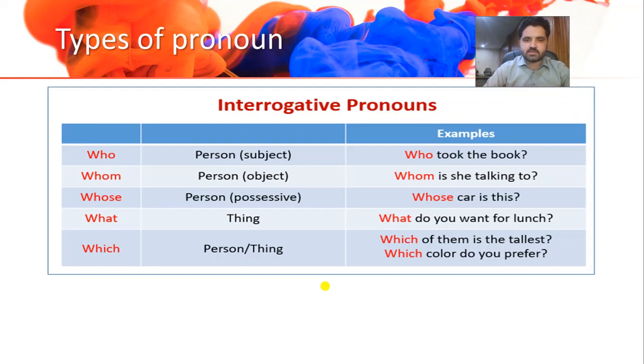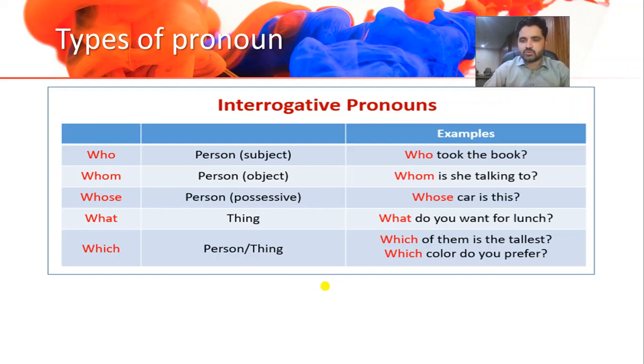Who is used for person as a subject in sentence. Whom is used for person if it is object in sentence. Whose is used for person and possessive. What for thing, which for person or thing. For example, who took the book? Asad took the book. So Asad is person and it is subject in the sentence. So we can ask in question who.